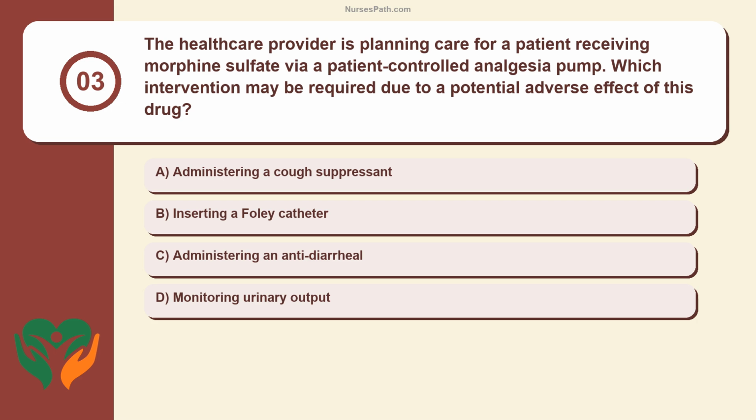Question 3. The healthcare provider is planning care for a patient receiving morphine sulfate via a patient-controlled analgesia pump. Which intervention may be required due to a potential adverse effect of this drug? A. Administering a cough suppressant, B. Inserting a Foley catheter, C. Administering an antidiarrheal, D. Monitoring urinary output.